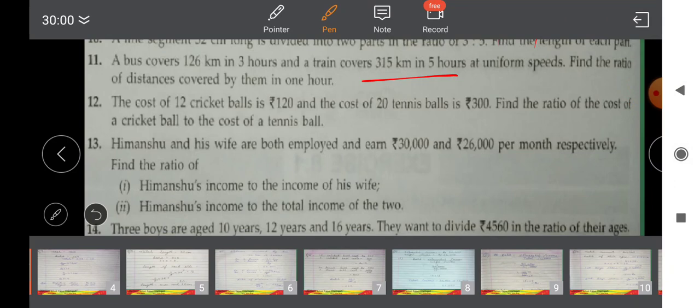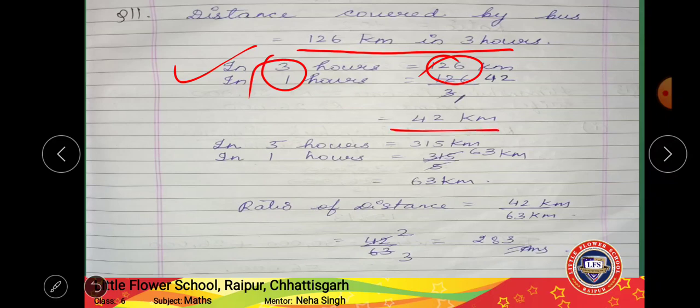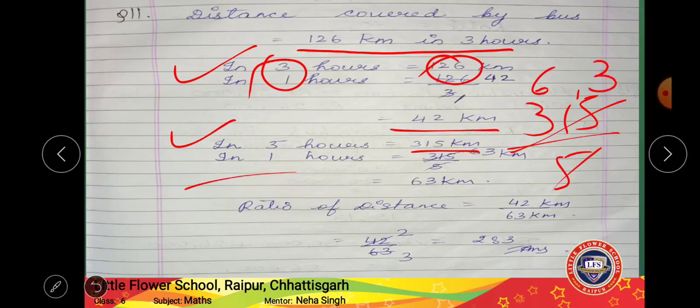So first we will find the ratio. How? See, distance covered by bus is 126 kilometers in 3 hours. Means in 3 hours the bus is covering 126 kilometers. So in 1 hour, how much will it cover? It will cover 126 upon 3, that is 42 kilometers. Now for the train it is given in 5 hours it is covering 315 kilometers. So how much will it cover in 1 hour? 63 kilometers. 315 upon 5. 5 6s are 30, 5 3s are 15.